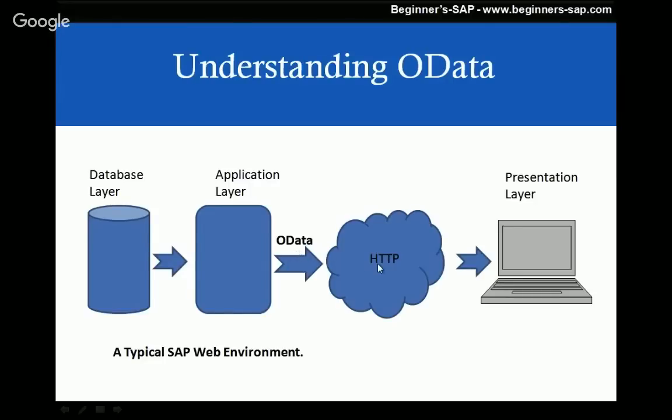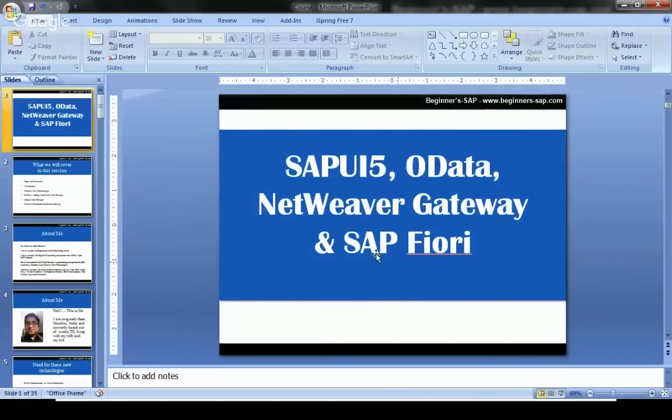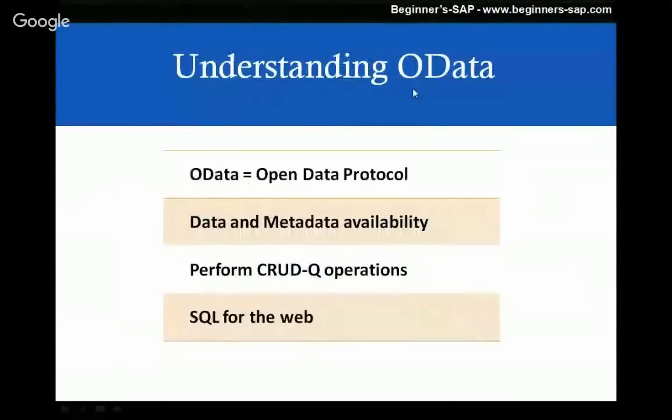OData works on the HTTP framework. Because the internet completely understands HTTP, OData is passed out as HTTP. What does that really mean? In real terms, in the application layer we will have an internal table, and that internal table will be passed out as OData to the HTTP call. We will understand this in a few minutes. Bear with me. Oops, I'm so sorry, the presentation came out. OData basically stands for Open Data Protocol.